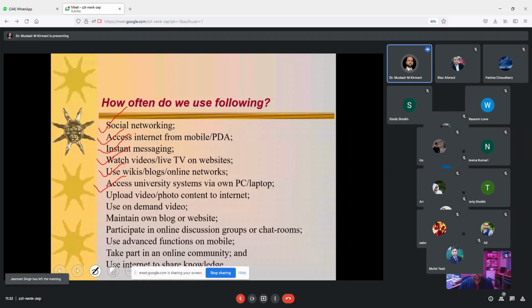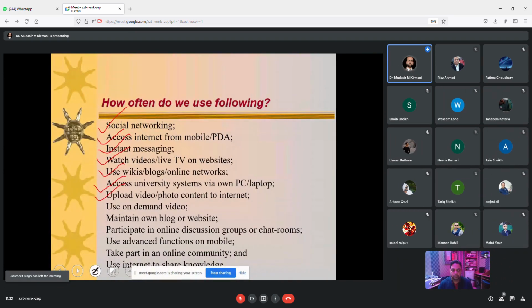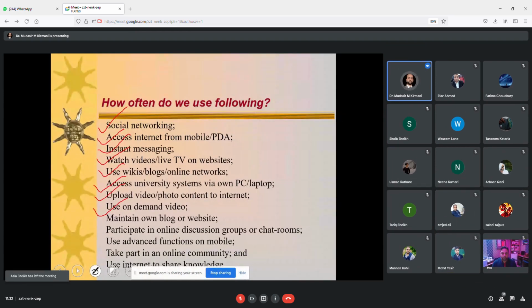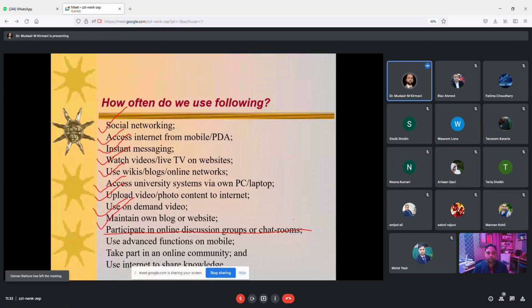You do upload content on the internet or cyberspace. That's also a form of technology. You can use on-demand videos, like in Amazon Prime. If you're a member of that, you can download movies as per your convenience, as per your request, as per your wish. So that is known as online video, which is related to your intent, to the scheme of things that you like. Then you can maintain your website, you can maintain your blogs. That's again a form of technology. You can participate in online discussions, groups, or chat rooms. You can use advanced functions on a mobile phone. You can take part in different online discussions, like we are in a webinar. If you have participated in a webinar, it is a form of technology that you are using. Then you can use the internet to share knowledge.